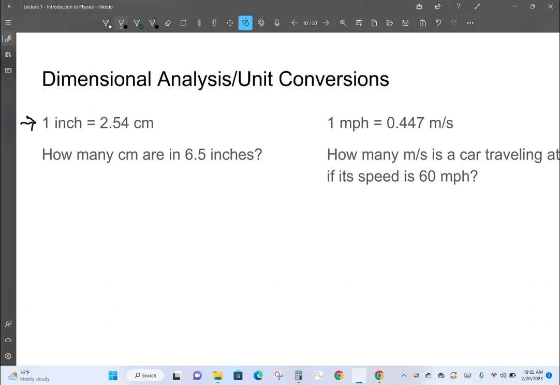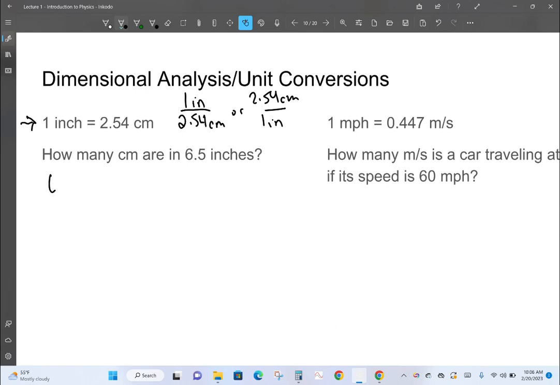So if I know that 1 inch is 2.54 centimeters, then I can take 1 inch to every 2.54 centimeters, or 2.54 centimeters to every 1 inch. So I can use dimensional analysis to determine how many centimeters are in 6.5 inches.